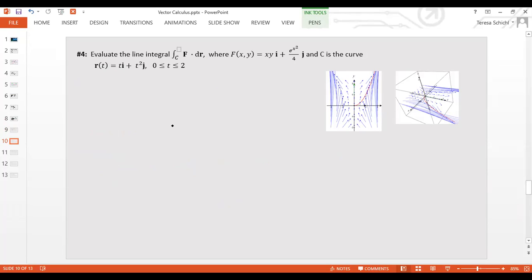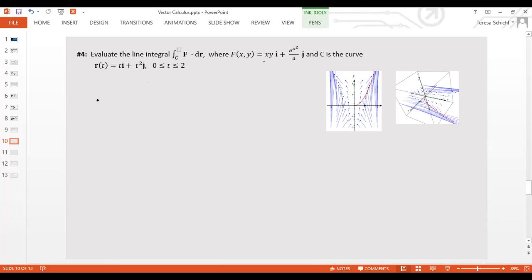Okay, so now I want to evaluate the line integral from this vector field. This is the vector field, and C is a curve defined here. I did graph it for you. The blue vectors here are defined by this vector field. Then the red curve here is my C, so that means I'm going to integrate along this red curve.